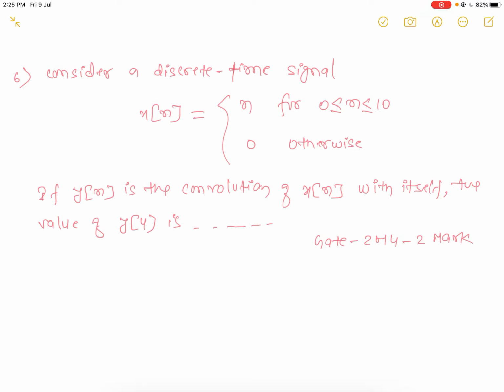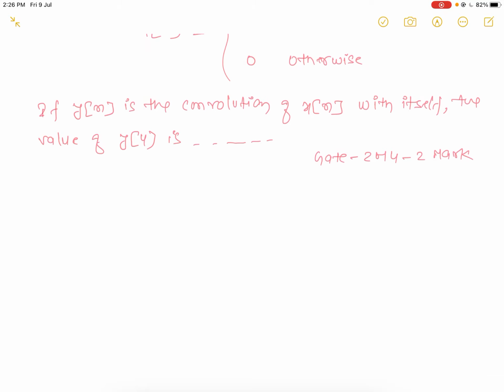You can see that video, and now from question number 6, which was asked in GATE 2014 for 2 marks. The question is: consider a discrete time signal x[n] equal to n for sample values n from 0 to 10, otherwise 0. If y[n] is the convolution of x[n] with itself, the value of y[4] is. We have to find out y[4].